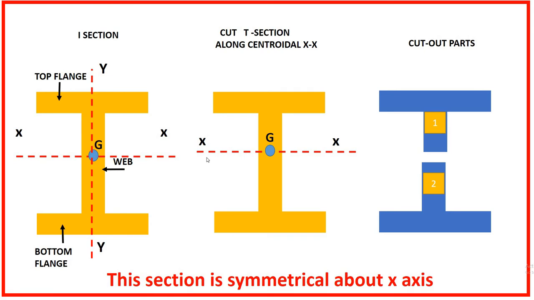So now let us cut this section along x. Now tell me, are these two sections mirror image of each other? Yes, because the dimensions of top flange and bottom flange are same. That's why this section is symmetrical about x-axis.